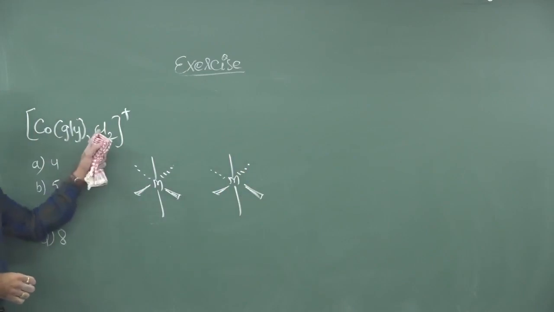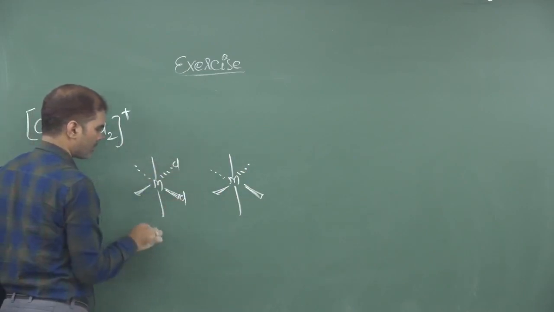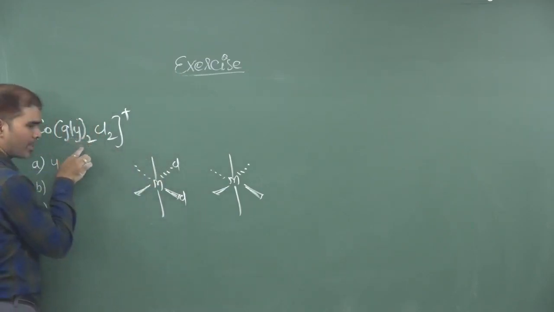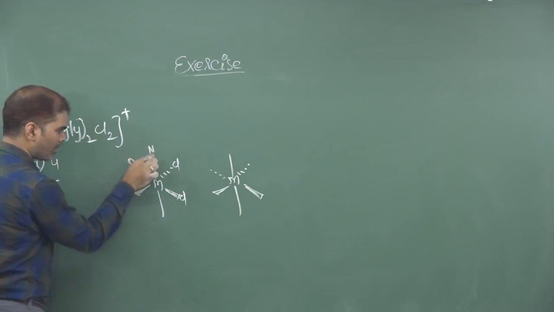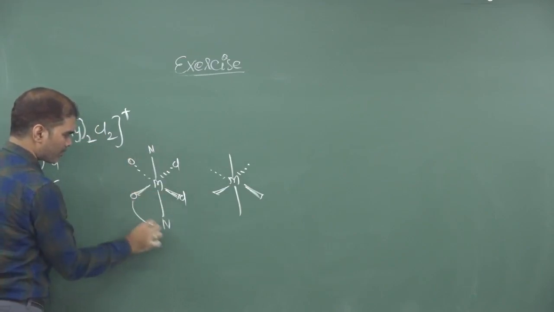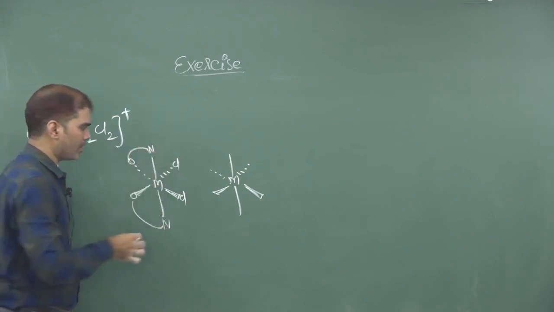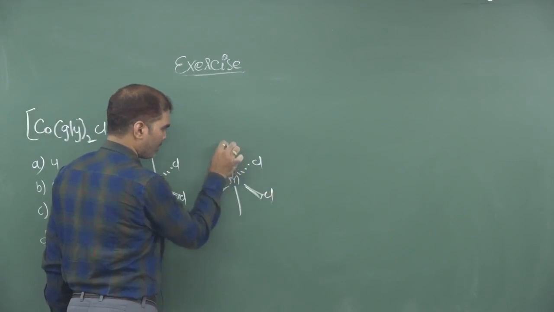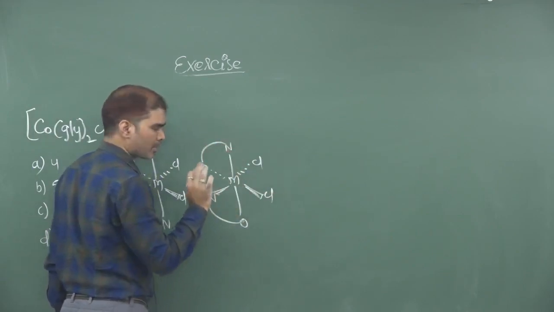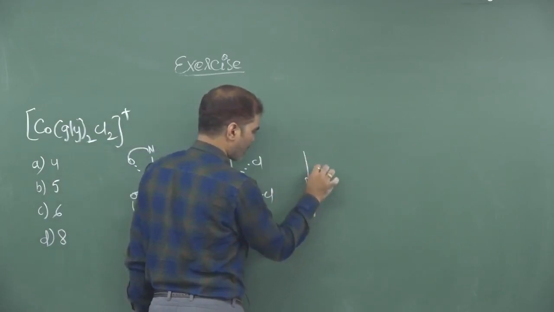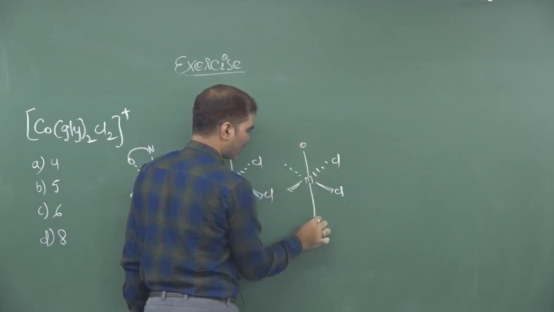First what you do is put 2 chlorines cis, fix them. After fixing chlorines, here I am having glycinato. In that glycinato it is nitrogen to oxygen. So first take nitrogen to nitrogen, that is one way. Next, fix chlorine, nitrogen to oxygen. Finished. Fix chlorine, oxygen to oxygen.